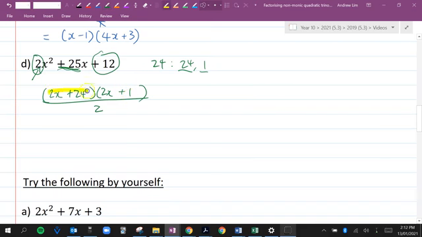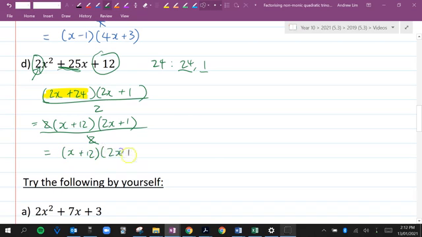I can factorize the first one, bring out a common factor of 2, leaving me x plus 12 in the brackets, and then 2x plus 1 all over 2. My 2's cancel each other out, and I'm left with x plus 12 times 2x plus 1.